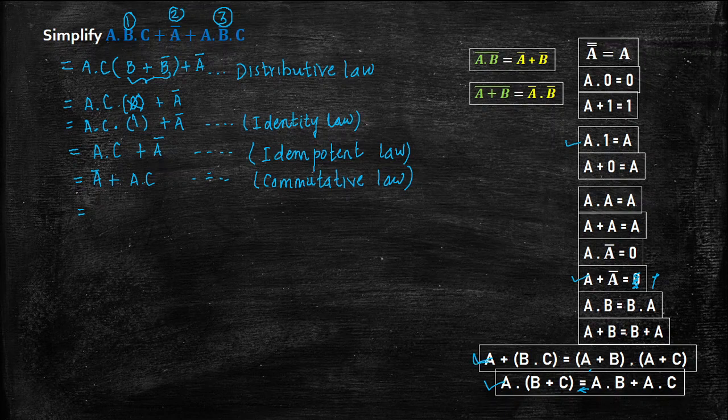This law shows that A plus, here instead of A it's A complement. So A complement plus A dot C, here B dot C is equal to A plus B dot A plus C. So this will be ORed with A and ORed with C separately. So you are going to get A complement plus A in one bracket, dot A complement plus C in the second bracket, right? The law which we have used is again the distributive law.